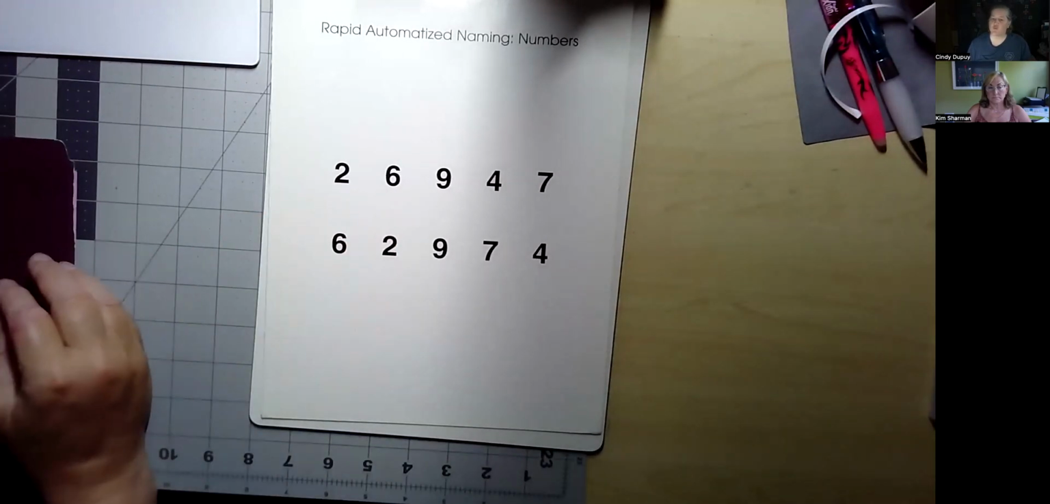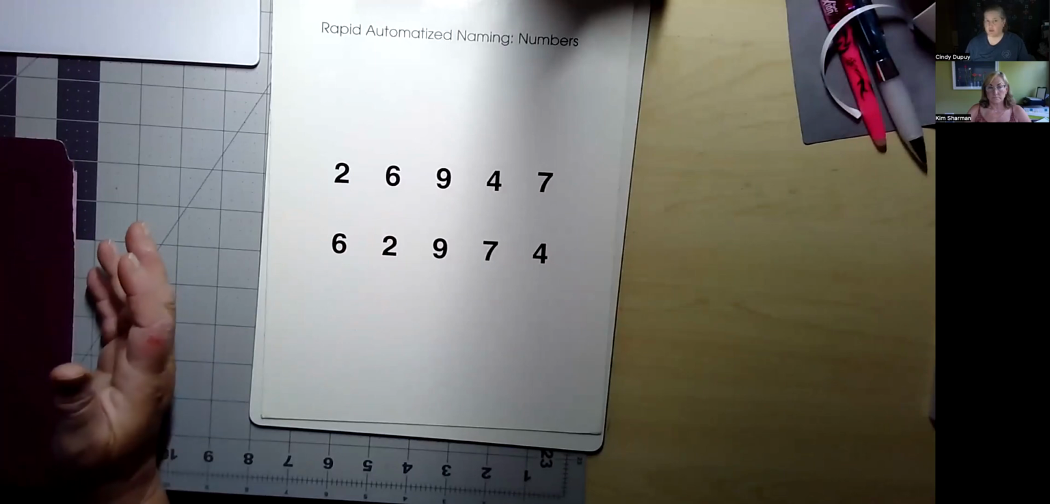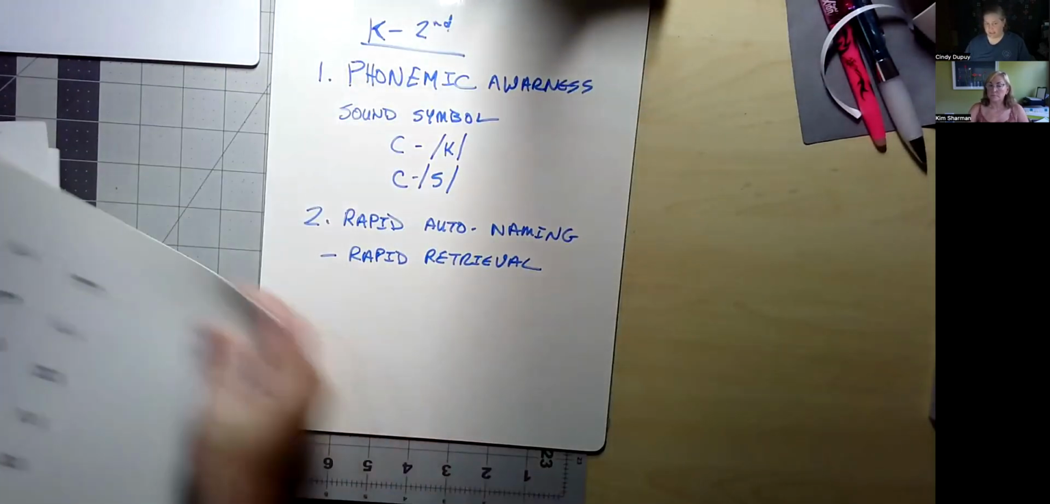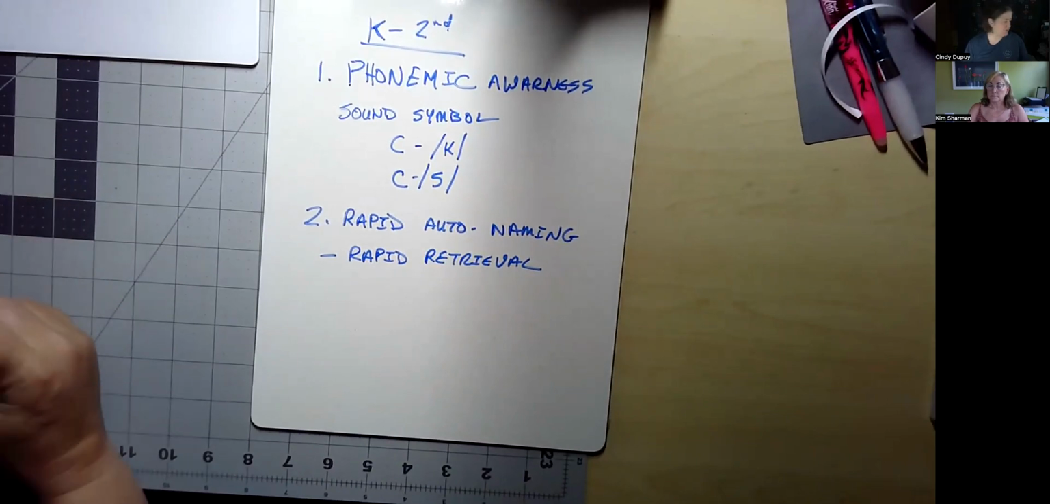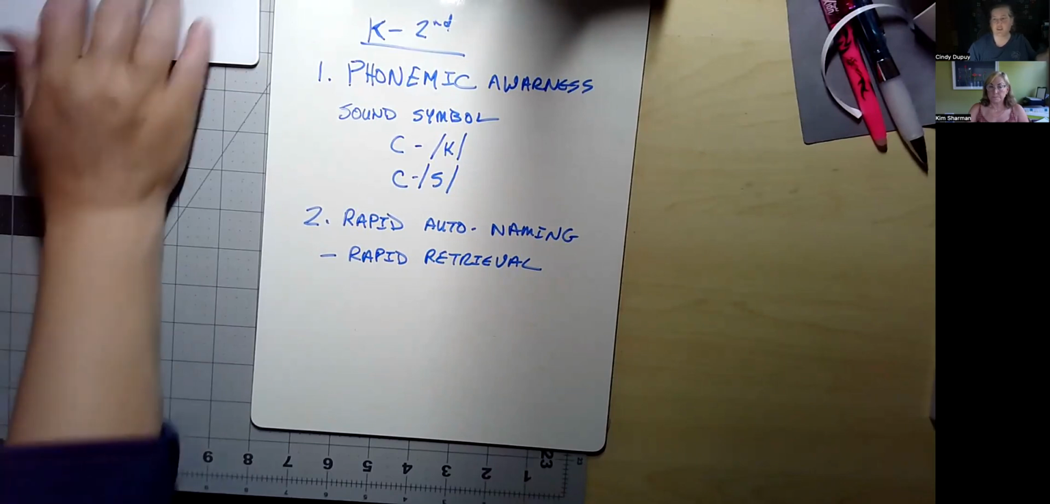So this is something called the RAN-RAS, which was developed by Marion Wolf, who's a huge researcher in this area. Kids practice naming the numbers, and then they actually go to the test. Now, Kim, we're going to do a little demo with you, right? Yep. Okay, and you are going to be my student who is struggling with reading.